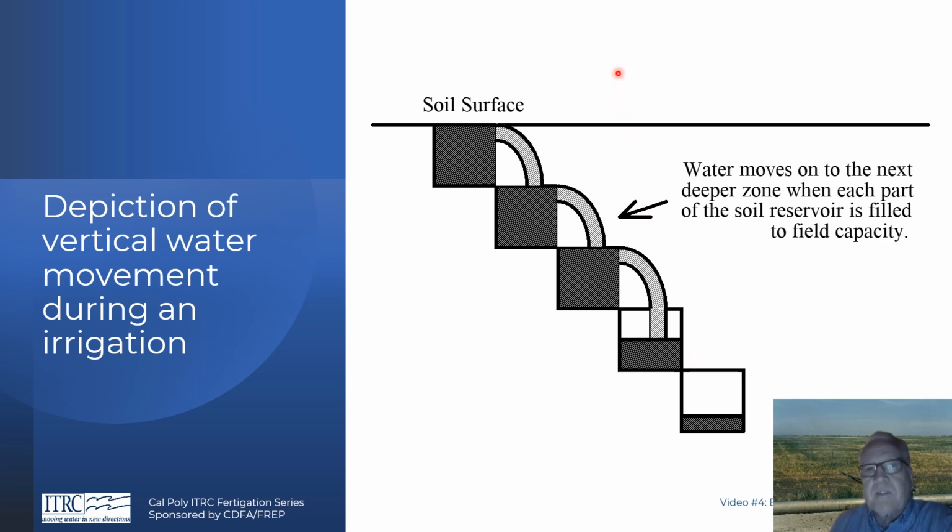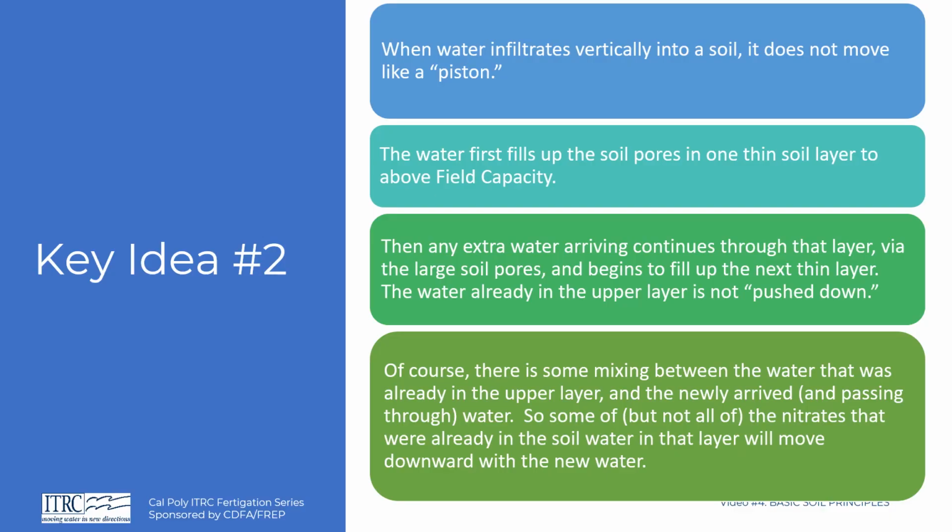That's how the water actually moves into the soil. So again, to repeat, what happens is water infiltrates vertically into a soil. It does not move like a piston. And it first fills up the soil pores in one thin layer to some level above field capacity. Any extra water goes through the large soil pores.